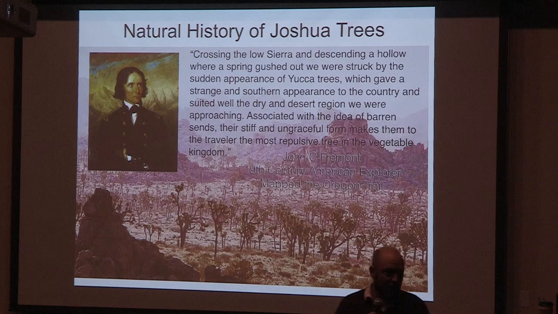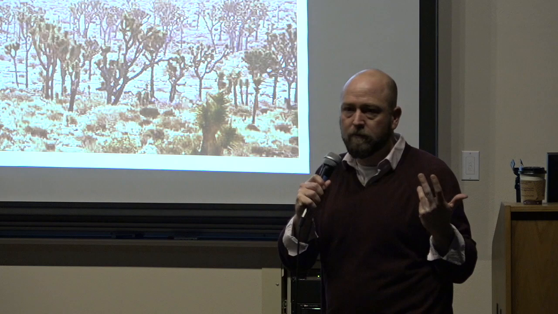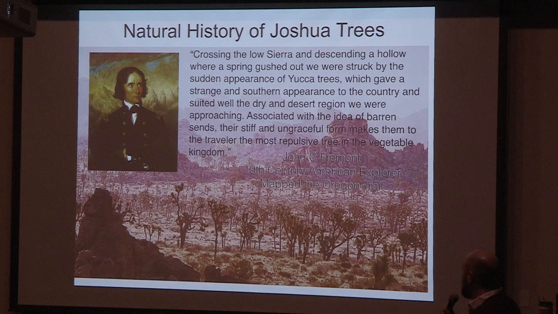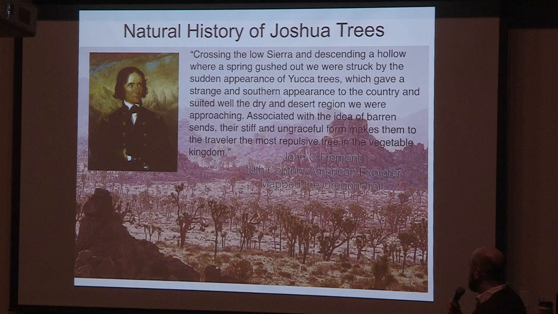He traveled down the Central Valley and then across over the Sierra Nevada into what today is like Coachella and Lancaster. And if we go back and read his diary, he writes, as the day that they crossed the Sierra, crossing the low Sierra and descending a hollow where the spring gushed out, we were struck by the sudden appearance of yucca trees, which gave a strange and southern appearance to the country and suited well the dry and desert region we were approaching. Associated with the idea of barren sands, their stiff and ungraceful form makes them, to the traveler, the most repulsive tree in the vegetable kingdom.